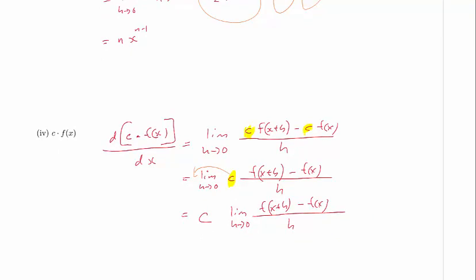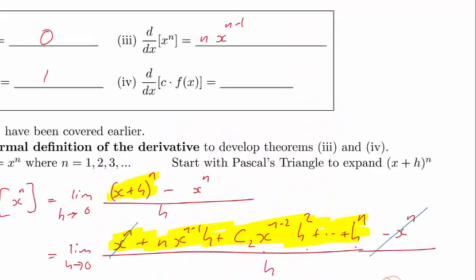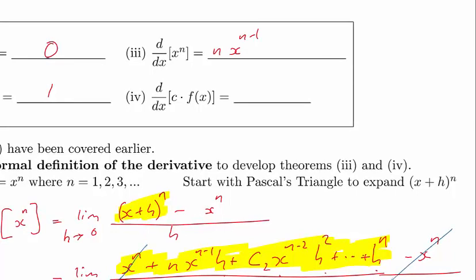Alright, so what about this right here? What is this? Well, that's just the formal definition of the derivative. And so we can write that as a constant times the derivative of f. So the takeaway of this is that if you have a constant times a function and you're taking the derivative, just pull the constant right out of the whole thing. And so for 4 we write, what does this equal? This equals the constant times the derivative of the function. You don't have to take the derivative of the constant itself. All right?